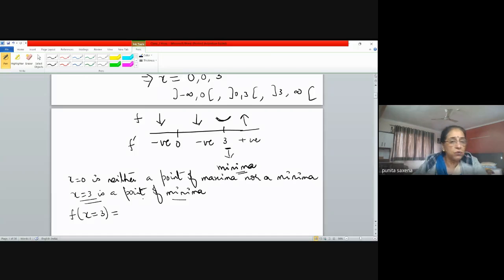Okay, now how much was your f? f was x^4 minus 4x^3 plus 10. So f at x equal to 3 would mean 3 to the power 4 minus 4 into 3 to the power 3 plus 10. That's what it will be, right? Now quickly tell me, what value will this be?